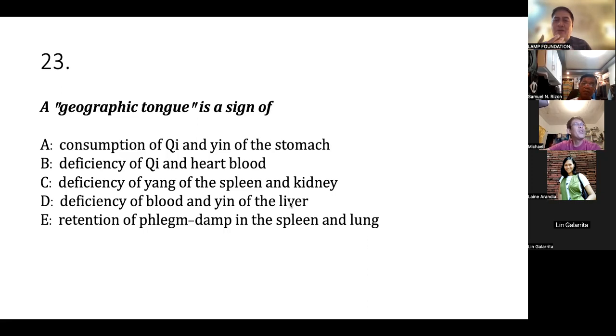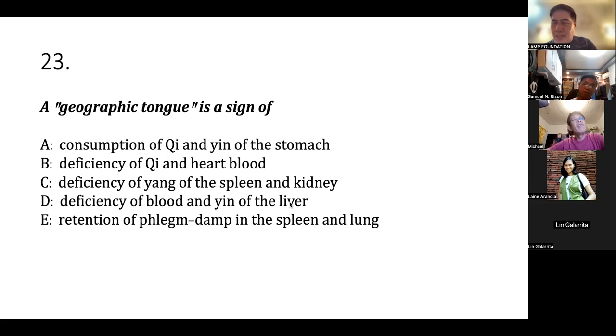Ano ba normal tongue coating? Thin and white. Thin and white. Okay. Pag dahan-dahan na nawawala ang chi, what will happen to the coating? It will become rootless. Rootless.